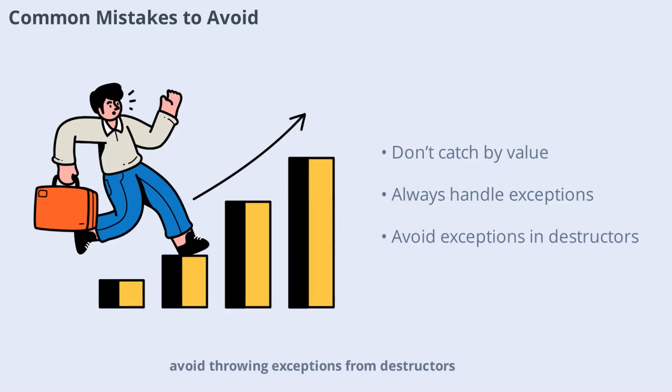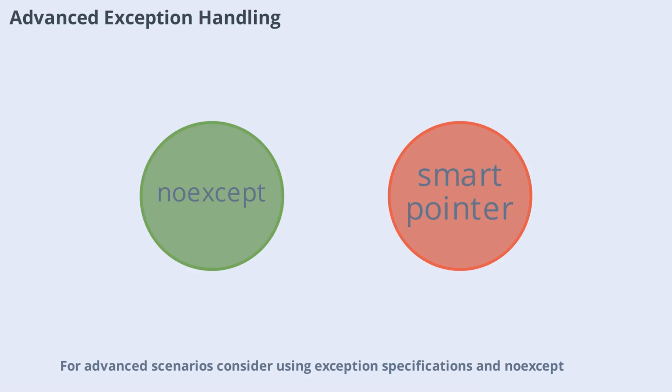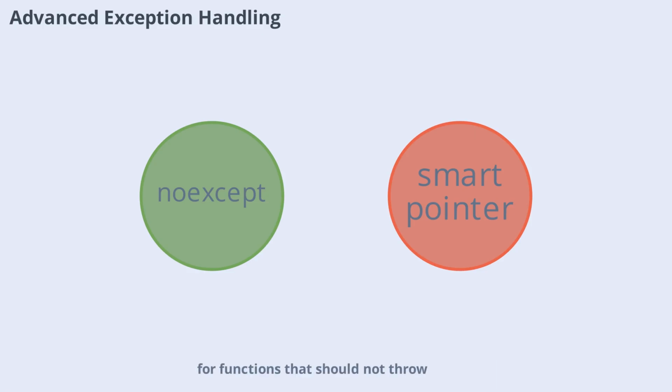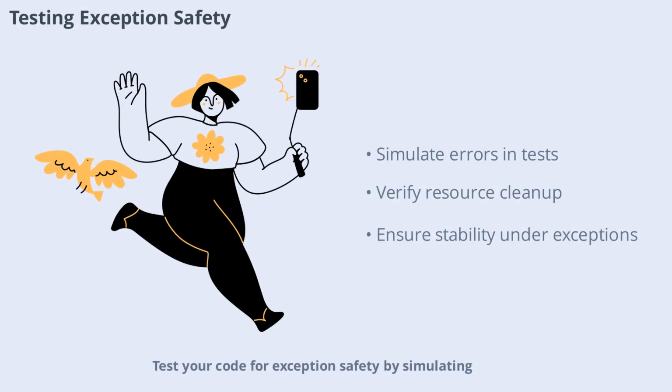Also, avoid throwing exceptions from destructors as this can cause program termination if another exception is active. For advanced scenarios, consider using exception specifications and noexcept for functions that should not throw. Use smart pointers to manage resources automatically and leverage the full hierarchy of standard exceptions for precise error handling. Test your code for exception safety by simulating errors and ensuring resources are properly cleaned up.